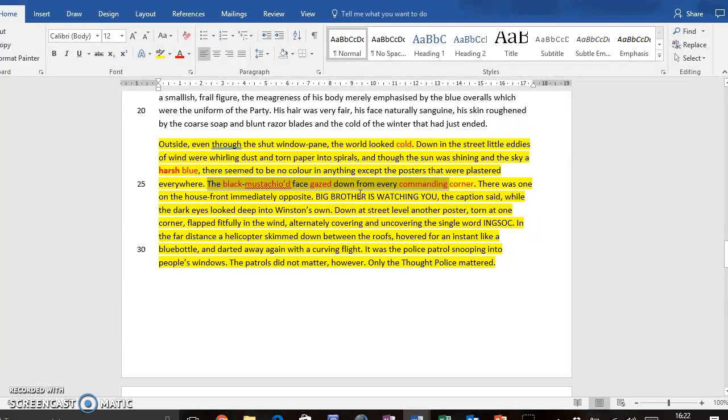Okay, so as the extract moves on, we've got the big bold caption on the poster that Orwell zooms in on for us, the reader. And then it goes on to describe the poster in more detail. So there's more additional information added about Big Brother, the dark eyes that are looking into Winston's eyes.